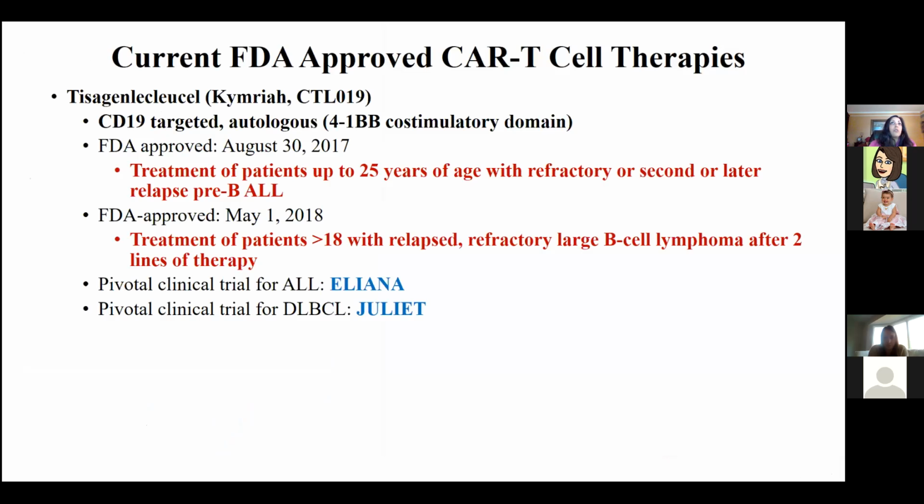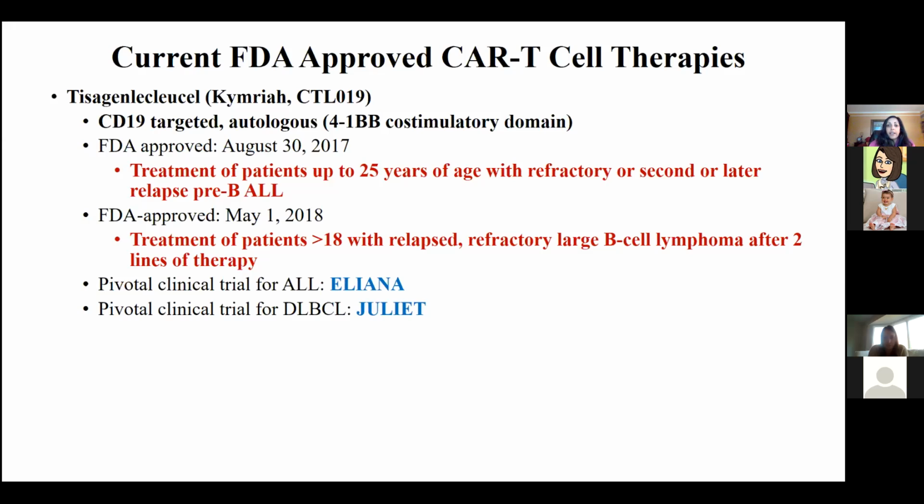So just to go over, again, there are 3 current FDA-approved CAR T-cell therapies on the market. The first one is tisagenlecleucel, or Kymriah. This is a CD19-targeted autologous CAR T-cell. The co-stimulatory domain is 41BB, which has been associated with long-term persistence of cells. It was first approved in August 2017 for treatment of B-cell ALL in childhood.